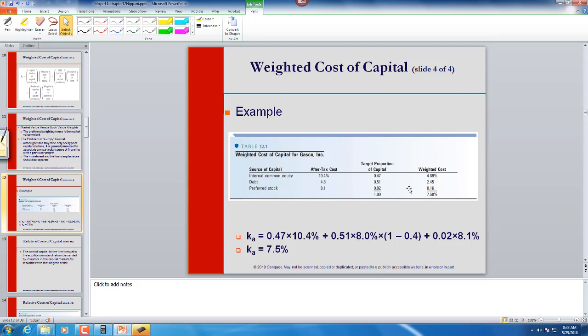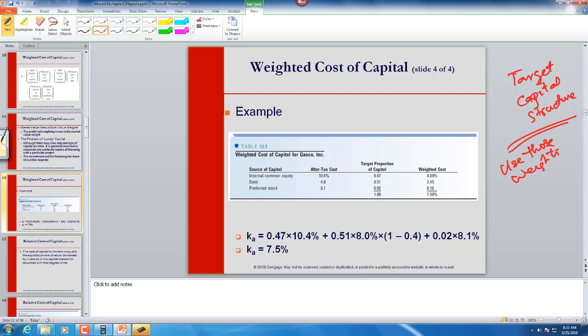Now, this is another thing actually. If you have a target capital structure, that means the ideal capital structure that in your mind, use those weights because that's where you want to be. So you better start using it.